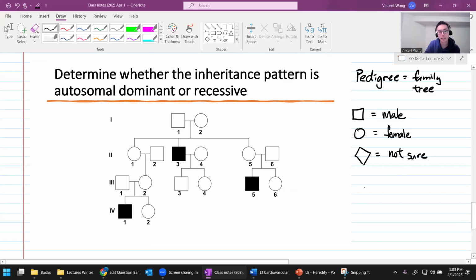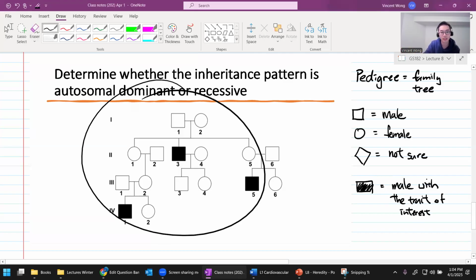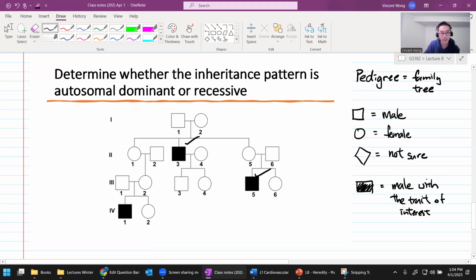Okay, and if you join them horizontally with a line, that means they're going to have kids, and each generation is represented by a Roman numeral. So this is generation 1, 2, 3, 4, and each individual within that generation is represented by regular numbers. If we shade them in, then in this case it is a male with the trait of interest. Whatever the trait is, maybe we're talking about curly hair. So in this family, this guy has curly hair, this guy has curly hair, this guy has curly hair.